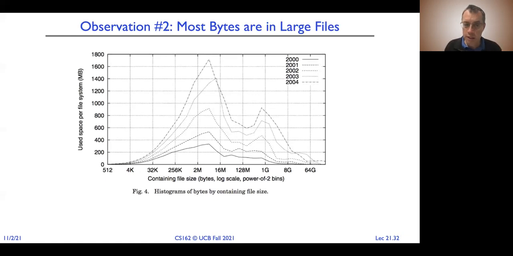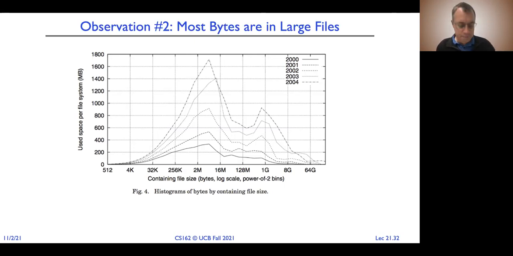However, if I take some piece of data from all the file system and ask the question, what is the size of the file which contains this piece of data, then this is the answer I'm going to get. You see now that most of the data is contained in big files. So yes, the majority of files is small, but the big files are responsible for most of the data, okay?